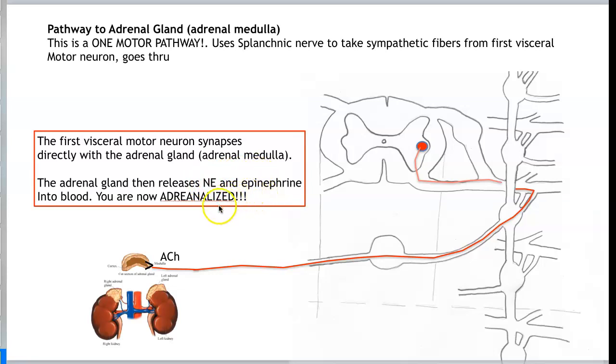Epinephrine is a massive stimulant. You are now adrenalized. You've got so much adrenaline. Why is it called adrenaline? Because it's coming from your adrenal glands. If you've ever had any kind of sympathetic massive overload, like you got in an accident, you are shaking because you have so much adrenaline. That is because you have now released epinephrine straight into your blood. Your whole body is now activated.